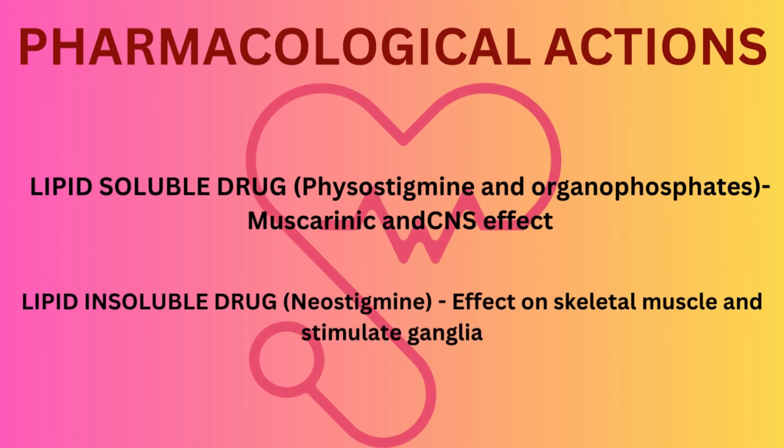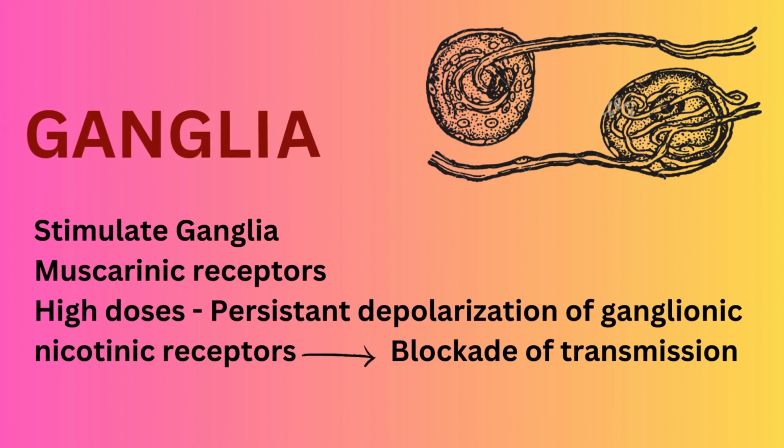Now let's dive into pharmacological actions. Lipid-soluble drugs such as physostigmine and organophosphates produce muscarinic and CNS effects. Lipid-insoluble drugs such as neostigmine produce their effect on skeletal muscle and stimulate ganglia. Anticholinesterases stimulate ganglia by acting on nicotinic receptors. High doses produce persistent depolarization of ganglionic nicotinic receptors, which causes blockade of neuronal transmission.